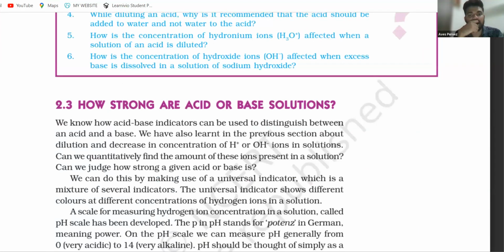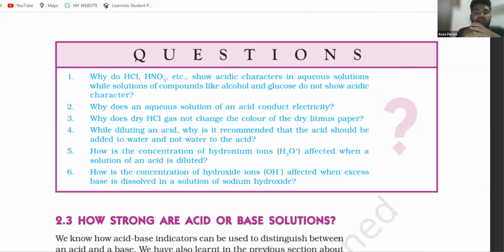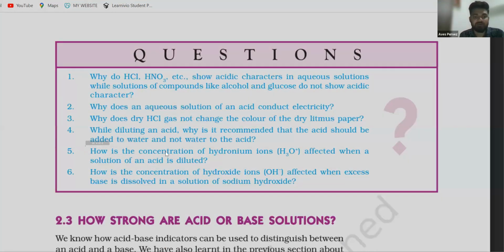Okay. Here is another question that we were discussing previously. How is the concentration of hydronium ion affected when acid is being diluted? Let me explain to you. When acid is being diluted, let's take this question. This is important.